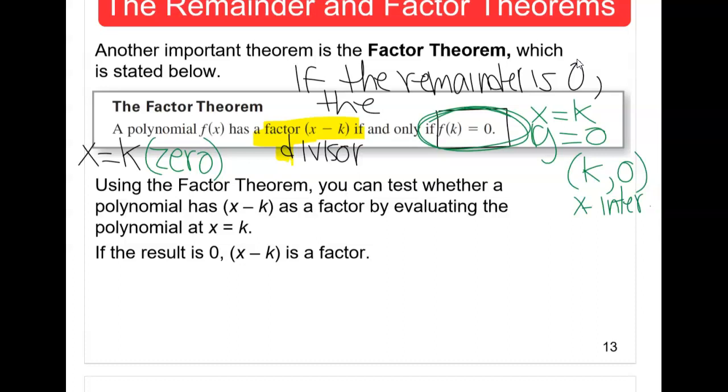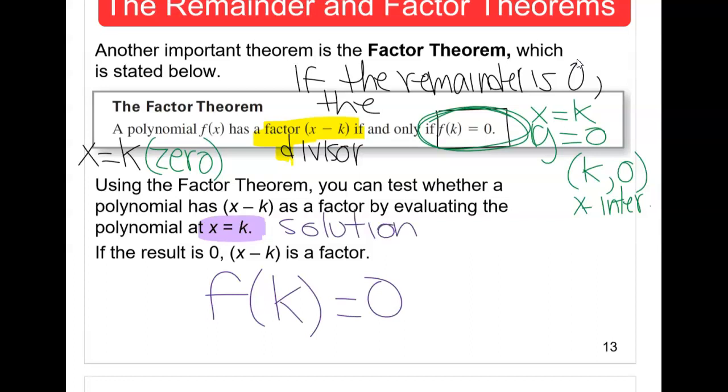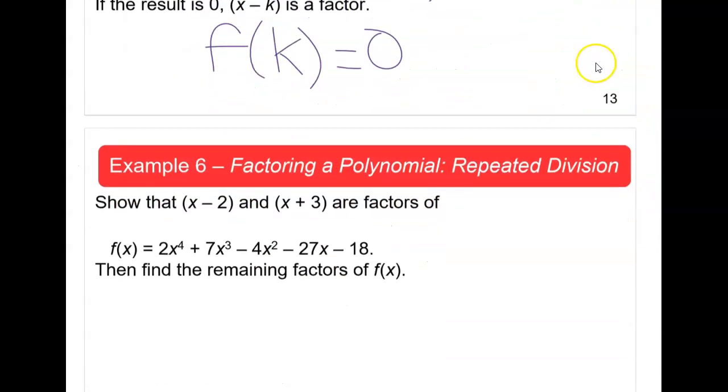Function value of k is equal to 0 because the remainder is 0 because x minus k will be a factor. We could go from one side to the other and all of them in between to make connections. That is the main purpose of this chapter. So x equals k is a solution because f of k is equal to 0. We also call them roots. And we have that x minus k is a factor.